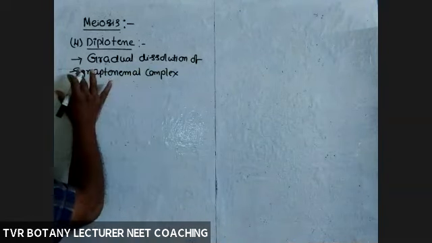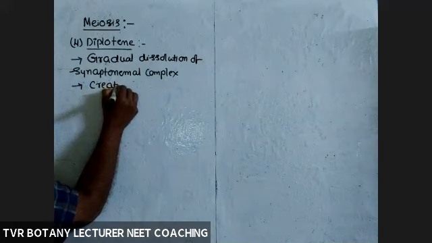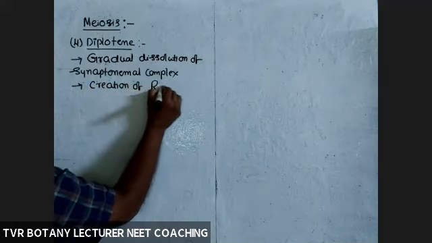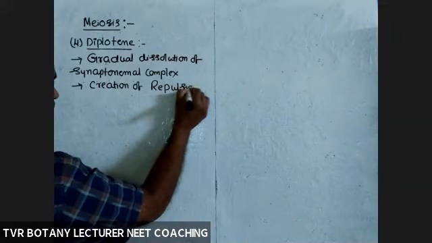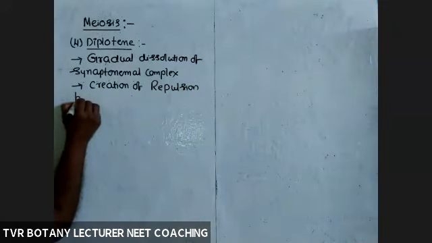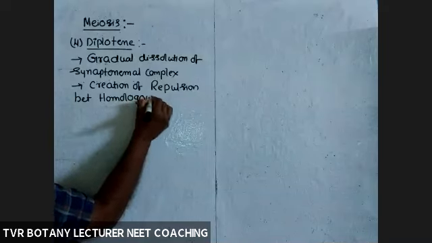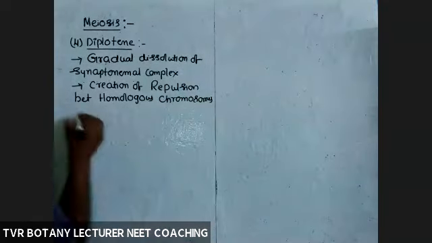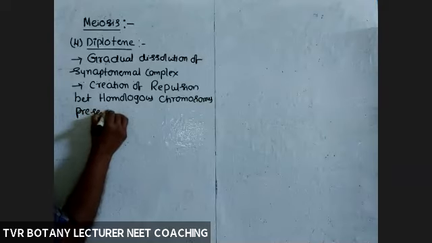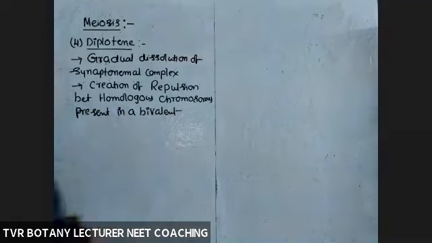So if the synaptonemal complex is gradually dissolved, definitely it creates repulsion, or creation of repulsive forces, between homologous chromosomes present in a bivalent. Okay, so the first event is dissolution of the synaptonemal complex gradually.